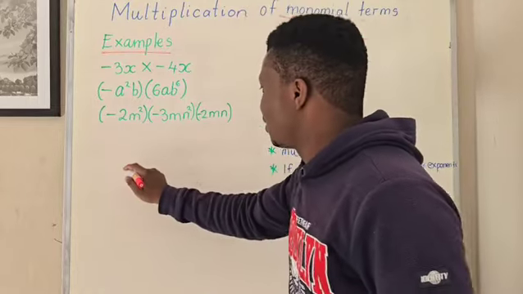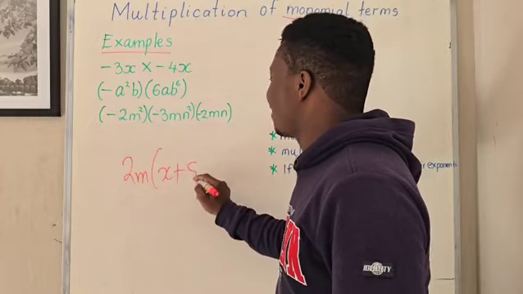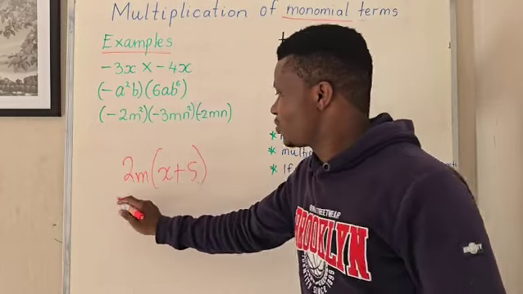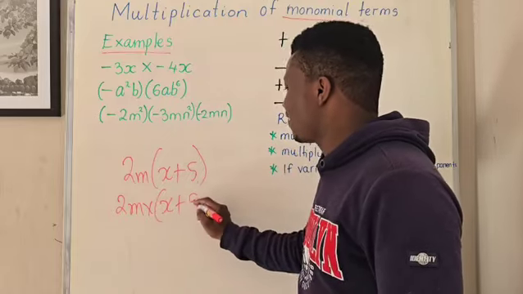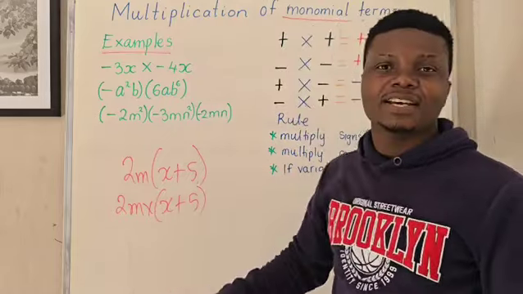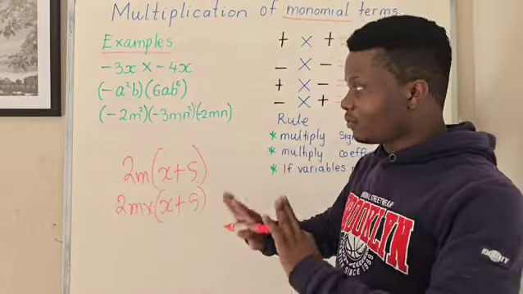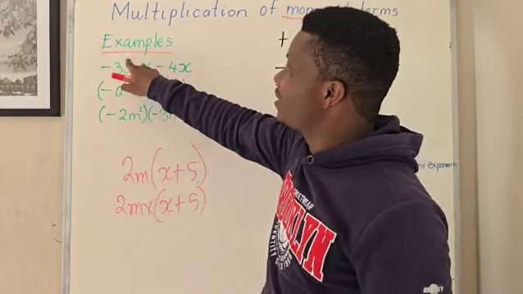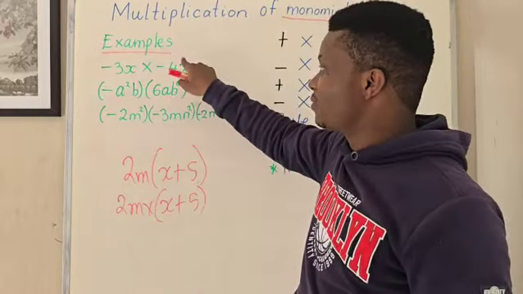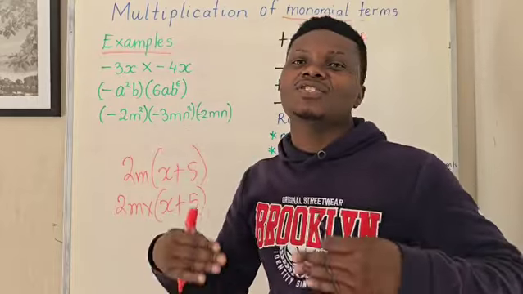So for example, 2m open x plus 5 close. This means 2m times open bracket x plus 5. So what's separating these terms as well as the bracket is times. So that's one term. So basically all that we have here is one term because negative 3x as a term is being multiplied to this bracket, multiplies to that, so this is just one term.